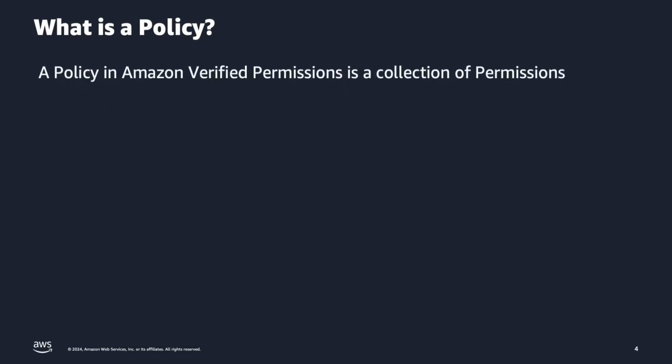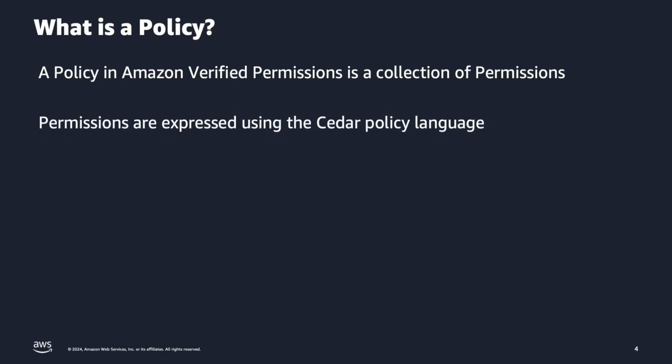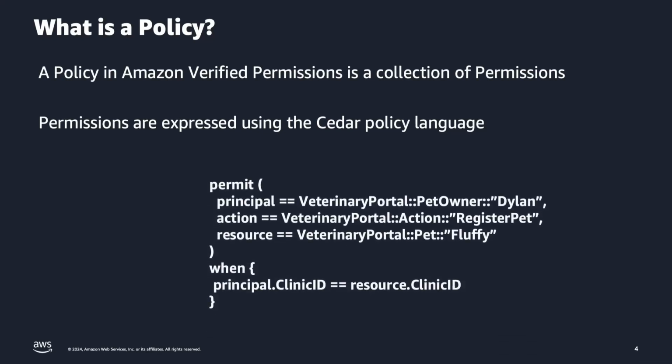Now, what is a policy? A policy in Amazon Verified Permissions is a collection of permissions. These permissions are expressed using the Cedar policy language. Using Cedar policies, you can control what each user of your application is permitted to do and what resources they may access. Cedar policies consist of three parts: an effect, a scope, and an optional set of conditions. Based on the effect, there are two types of Cedar policies: an allow policy defined by the permit keyword or a deny policy defined by the forbid keyword.